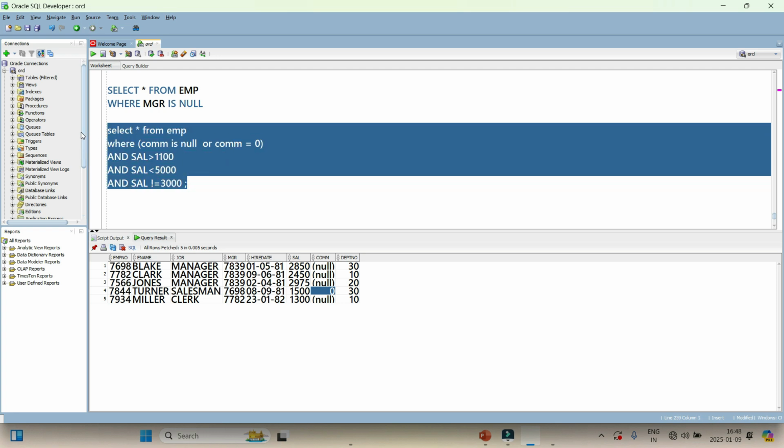I hope you understand the concept of the OR operator and the AND operator, and I hope you also understood that you can put the brackets wherever you have the OR condition. This is the best way.